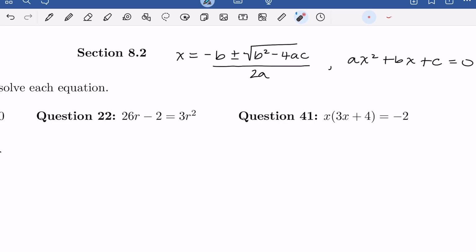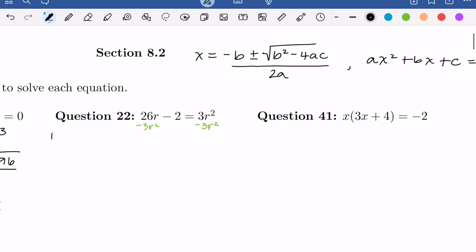So this brings us to question 22 here, and again what we want to do is use the quadratic formula to solve this equation, but the first thing to note is that this guy is not in our standard form. So what we're going to have to do is rewrite this so that it is in standard form. So the first thing we'll do is move this 3r squared term to the other side of our equation. We're going to be left with minus 3r squared plus 26r minus 2 gives us 0. So from here, we can now use our quadratic formula here.